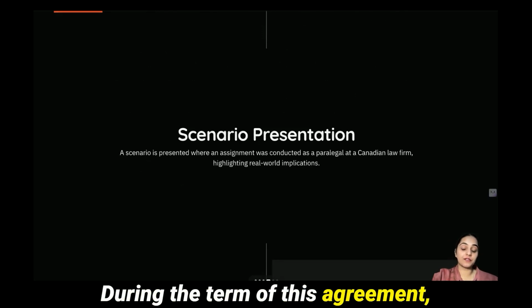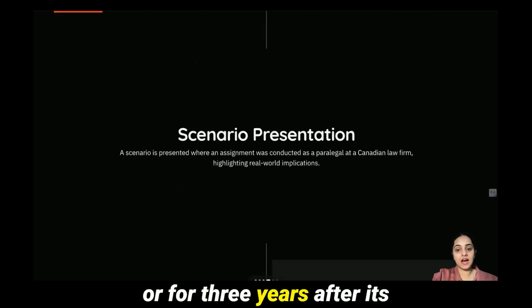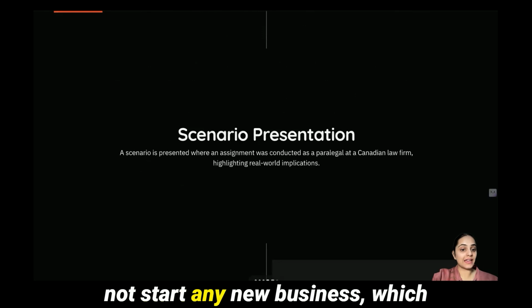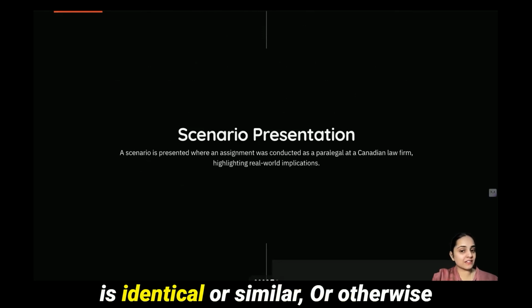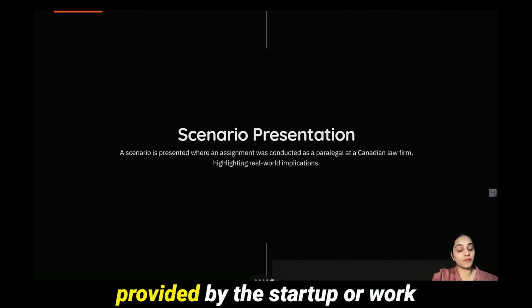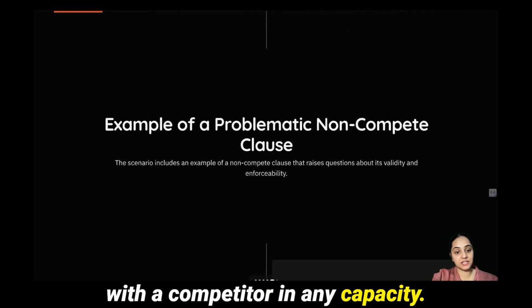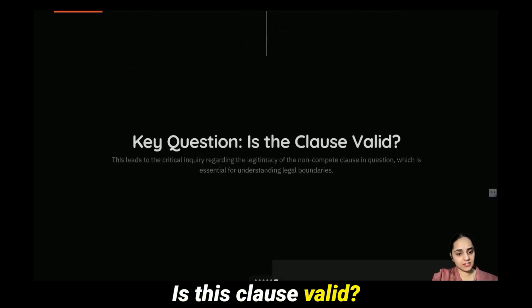During the term of this agreement, or for 3 years after its termination, the employee shall not start any new business which is identical or similar or otherwise competes with the services provided by the startup or work with a competitor in any capacity. Is this clause valid?